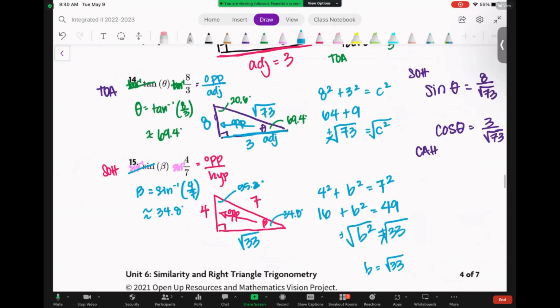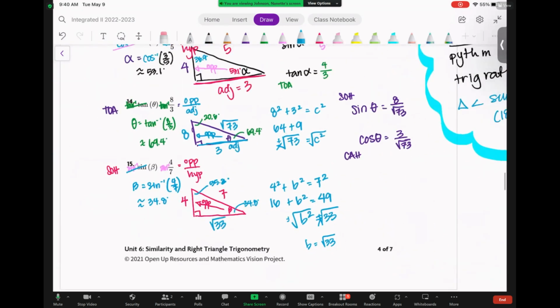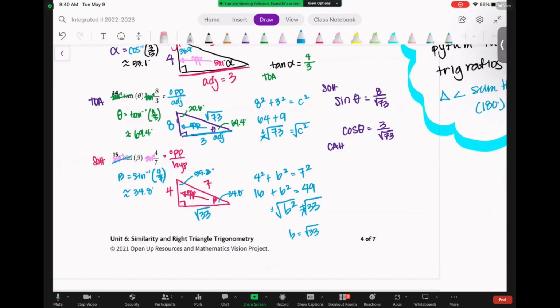And the last but not least, I just have to write out my sine and they gave me sine, so I need to write out cosine of beta and tangent of beta, right? So cosine is CAH, so that's adjacent, which is root 33 over 7, and tangent, which is TOA, which is 4 over square root of 33.